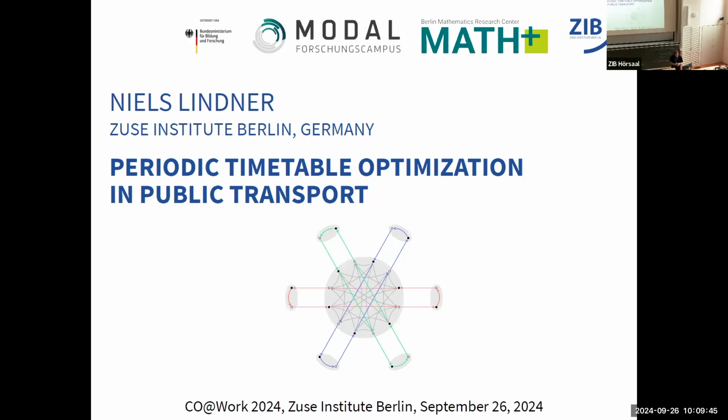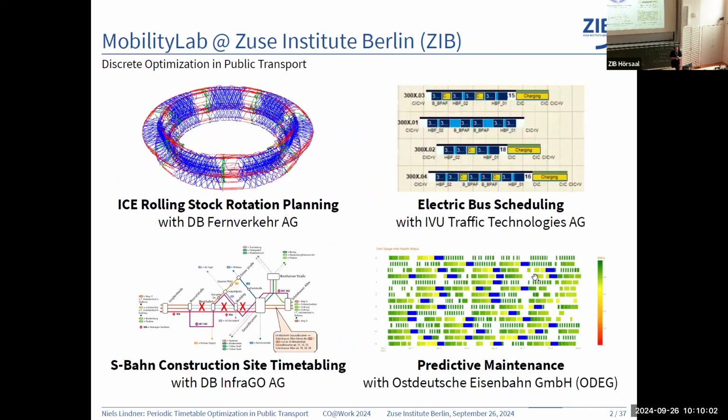Great. Okay, as you might have guessed, I will be talking about periodic timetable optimization in public transport. As said, I'm working in the mobility lab at ZIB. What we are doing is mostly discrete optimization in public transport. And I just want to show you briefly a few projects that we are currently working on.